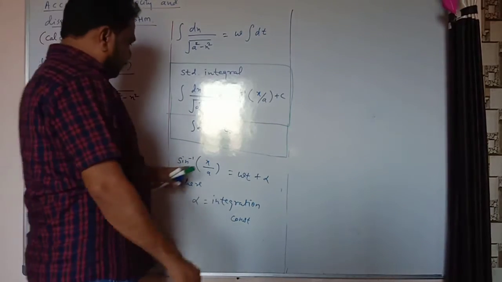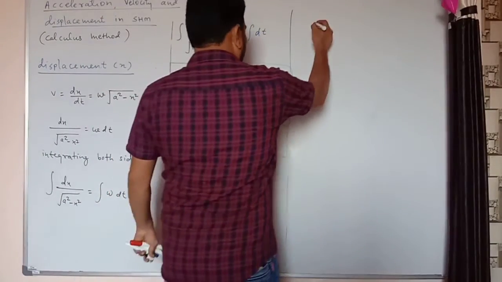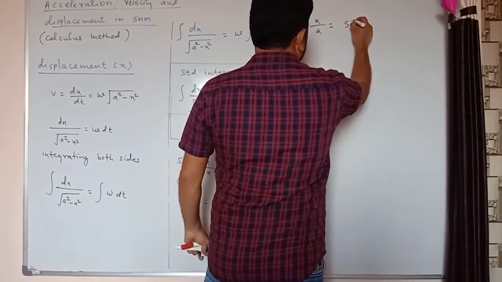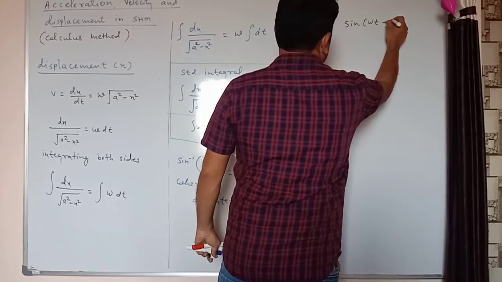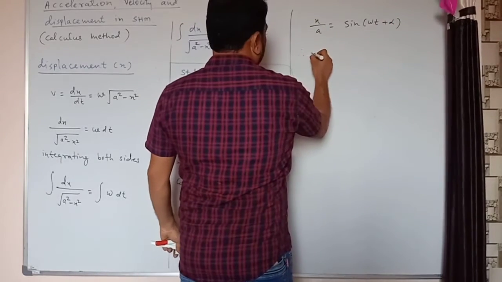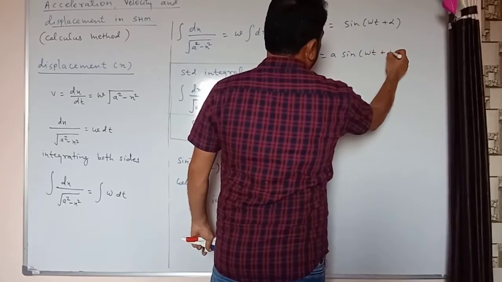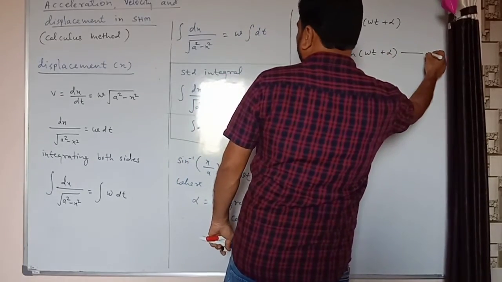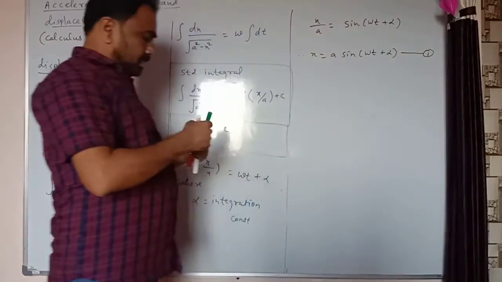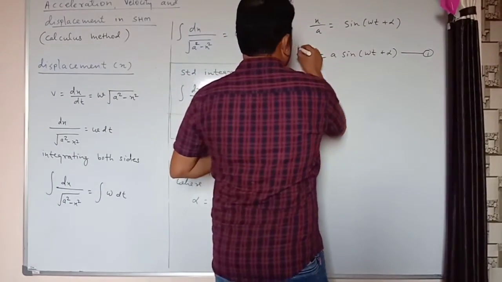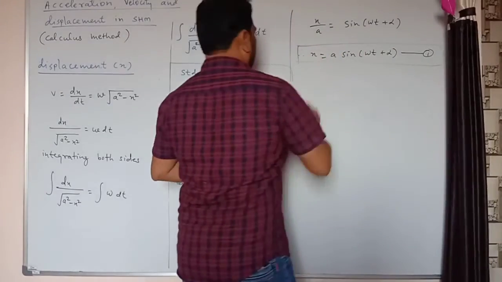Now we have to calculate the value of x. Therefore x by a is equal to sine of omega t plus alpha. So therefore x is equal to a sine omega t plus alpha, which we have seen. So this is the general equation for displacement, and the displacement is a sine omega t plus alpha. Okay.